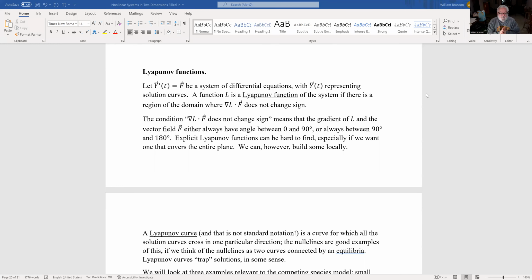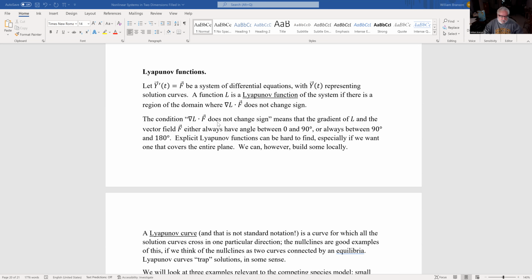Okay, and now for Lyapunov functions. So we have a system of differential equations. Y of t is a solution curve. So a function is a Lyapunov function of the system if there's a region of the domain where the gradient of L dot F does not change sign.